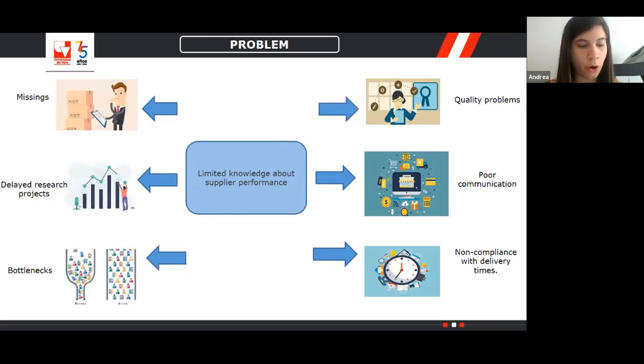Although this office has a database of suppliers, it does not have a formal and systematic registry that describes the behavior of the providers. In addition, there are some perceived problems with providers known to the Vice Rectory, such as missing deliveries, delays in research projects, bottlenecks, poor communication, non-compliance with delivery times, among others.